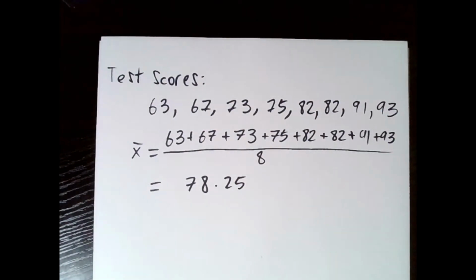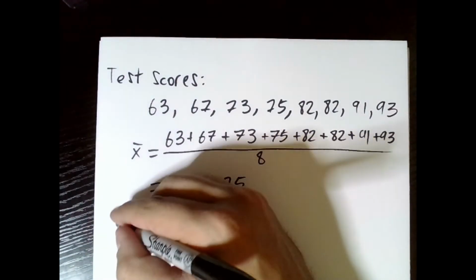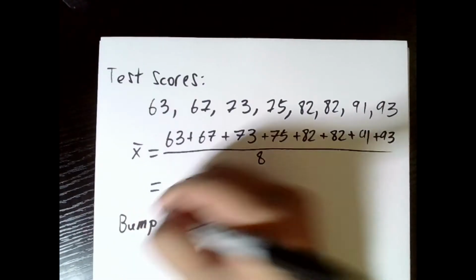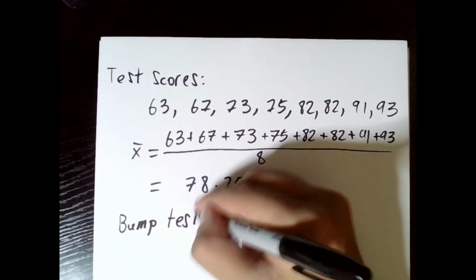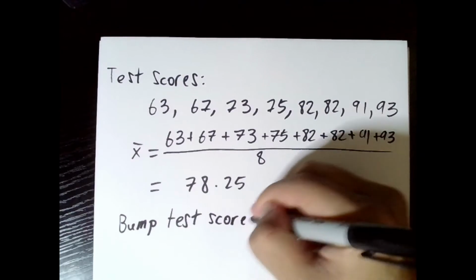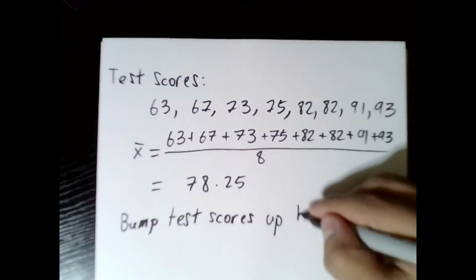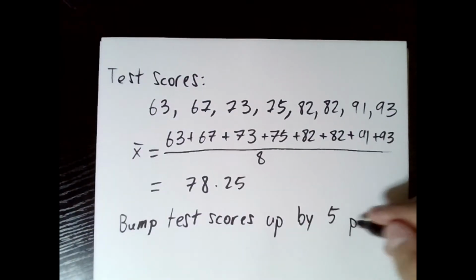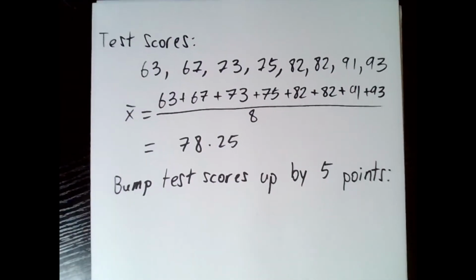Okay, and let's say that as a teacher, I'm not happy with these results, and I think that maybe I made the test a little bit too difficult, and I want to give some extra credit, maybe like a little bit of a curve. So I decide, okay, we'll bump test scores up by 5 points. So we'll bump the test scores up by 5 points.